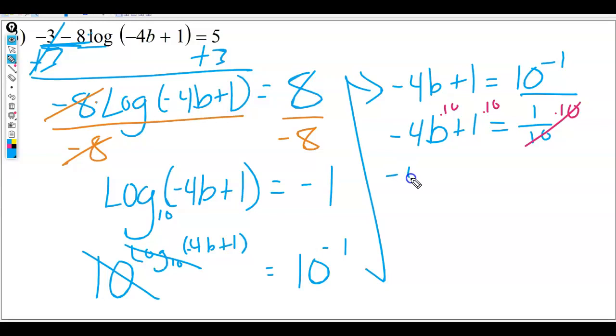10 times -4 is going to be -40b. 10 times 1 is 10. And over here, since the 10's cancel, we're just left with 1. And from here, I'm pretty sure you guys would be able to solve it. So pause the video and see if you can solve it.